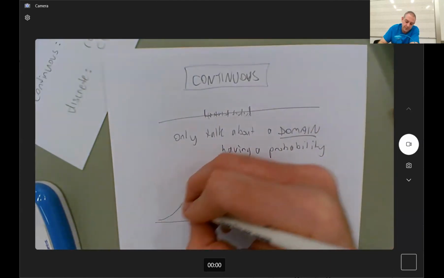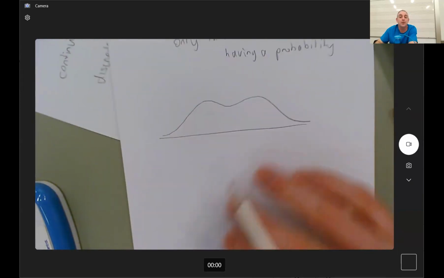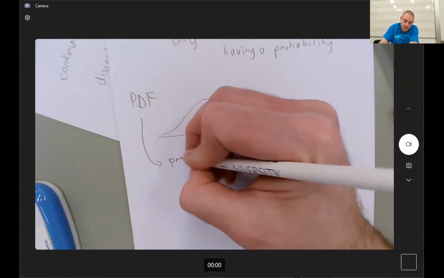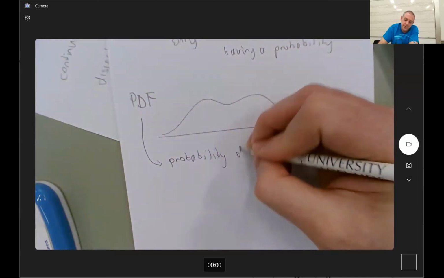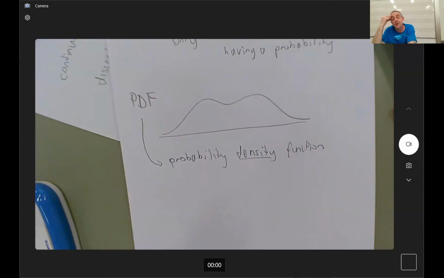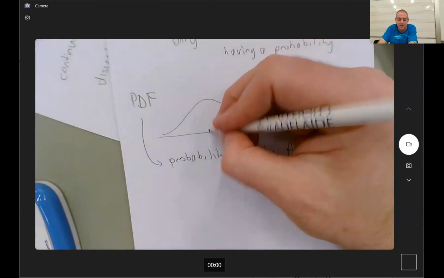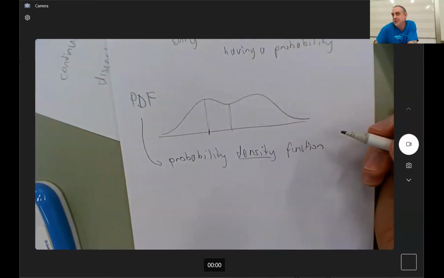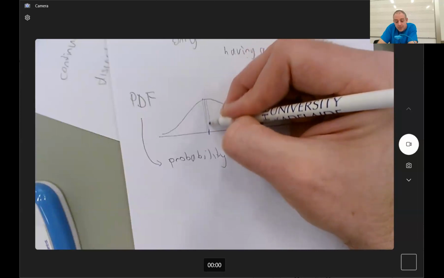And when you have a PDF, I'm going to draw one that's definitely not normal. The official name for this is a probability density function. What this graph does is it tells you which numbers it's more likely to be near, not which ones it's more likely to be. So it's more likely to be near this number than it is to be near that number, whatever you mean by near. If by near you meant within 0.01, then you could draw a little zone around here, and that probability would be bigger than this probability.